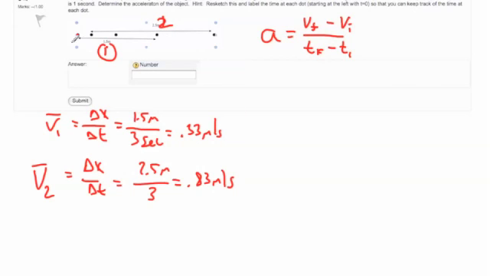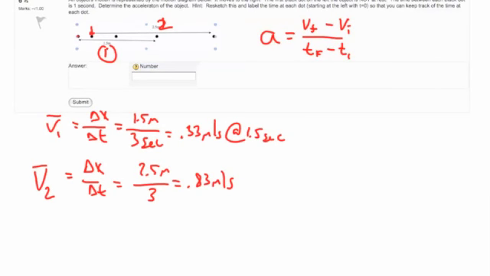Now, I also need the time when those velocities occurred. That velocity occurred exactly halfway. It's the average velocity occurred halfway through that 3 seconds. So that happened at 1.5 seconds. This one also occurs halfway through that. That is 3 seconds long. So it occurs halfway through there, or 1.5 seconds.